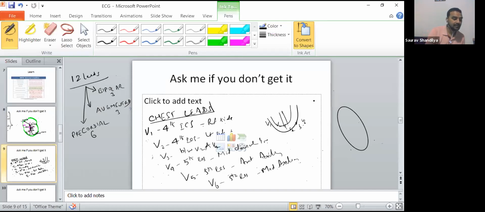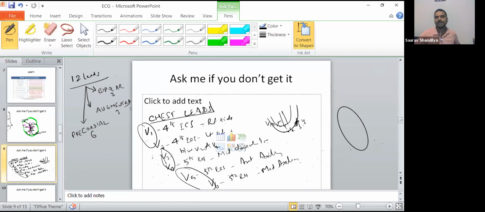Simple. Very, very simple. I don't want to complicate it. Now, V1 and V2 is taking what? It is taking electrical activities from the septum. Right? Now, V3, of course, from the septum. And then V3 and V4 will be the anterior wall of the heart, right? And V5, V6 will be, not posterior, the left lateral wall, right? Because it is completely on the mid-clavicular line.